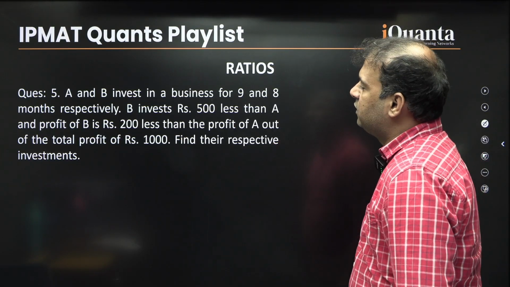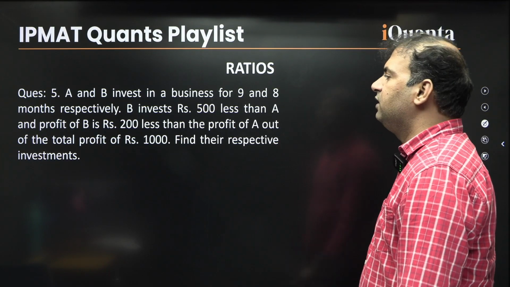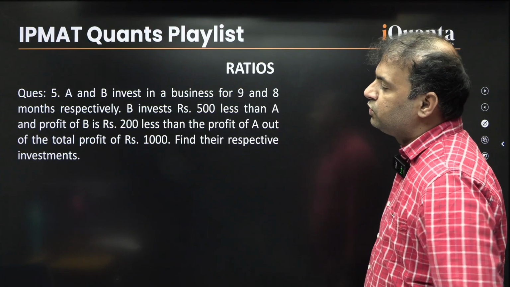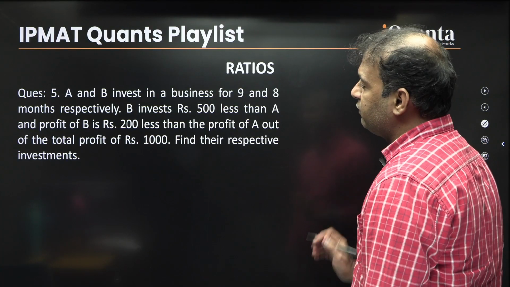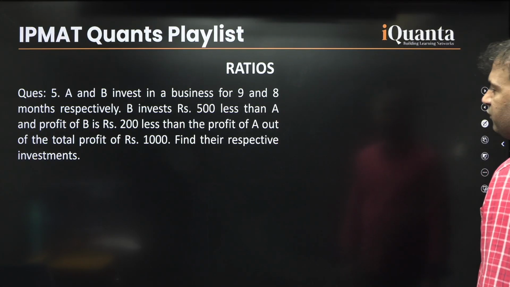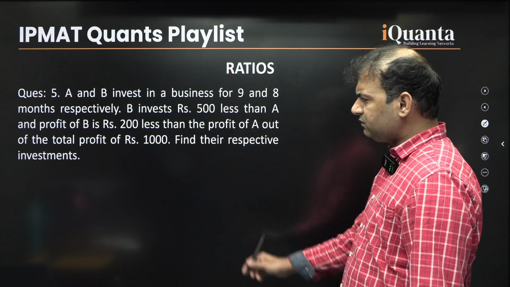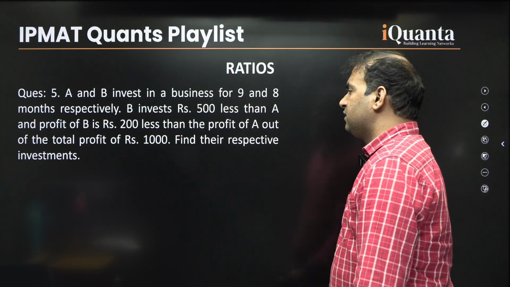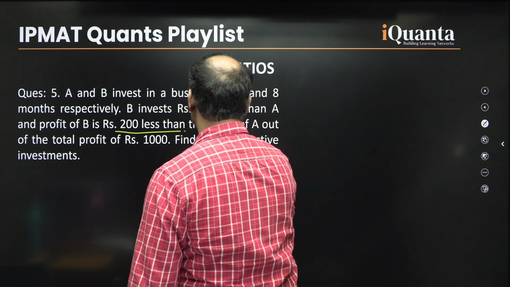Then they said B invests 500 less than A. Okay. Then they said the profit of B is 200 less than the profit of A out of the total profit of 1000. Now we have to find their respective investments. Alright guys. So how do we start doing it? First thing, if you guys observe, we are given two information about the profit of A and B, right? They are saying the profit of B is 200 less than the profit of A.